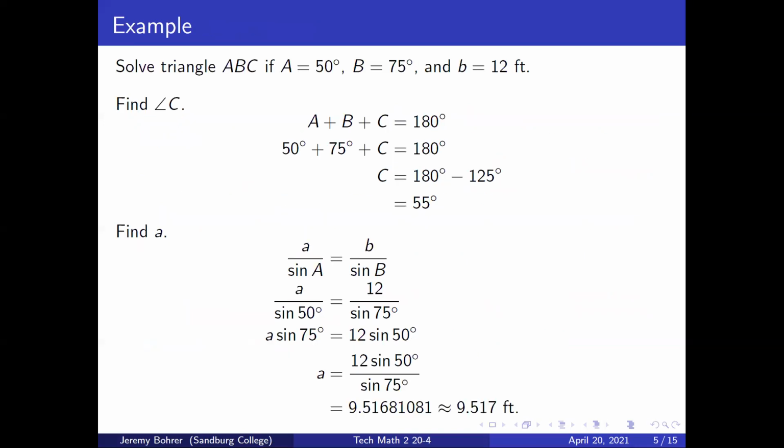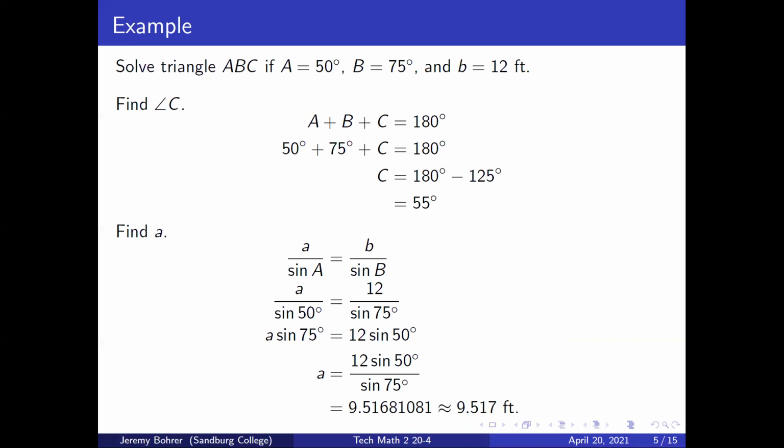Solve triangle ABC if A equals 50 degrees, B equals 75 degrees, and b, the length of the side, is 12 feet. First, we find angle C. We know that A plus B plus C is equal to 180 degrees. That's 50 plus 75 plus C equals 180 degrees. So C equals 180 degrees minus 125 degrees, which is 55 degrees. Then we can find side a.